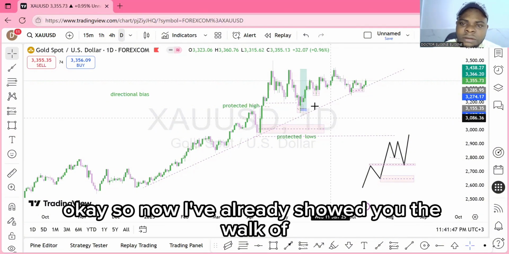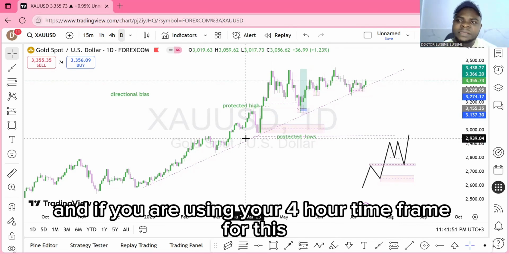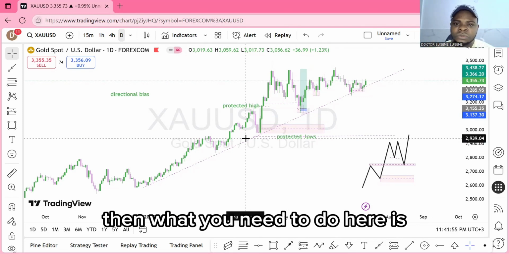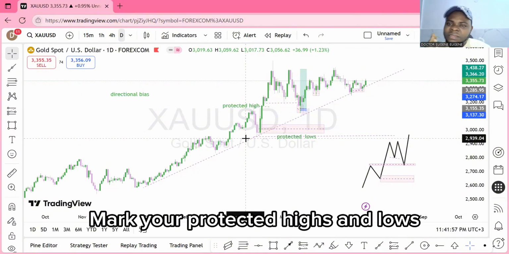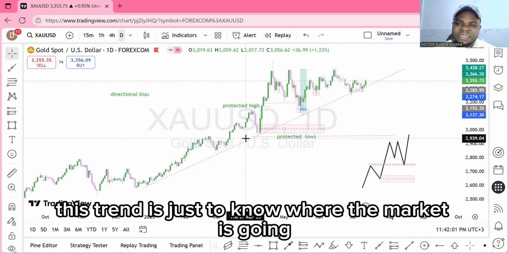Okay, so now I've already shown you the work of daily time frame. And if you are using your 4-hour time frame for this, then what you need to do here is mark your protected highs and lows and your trend. This trend is just to know where the market is going.